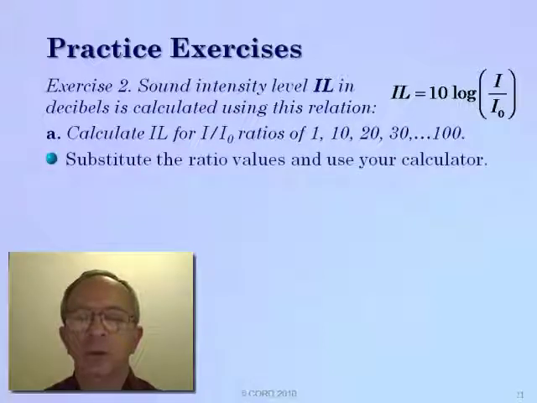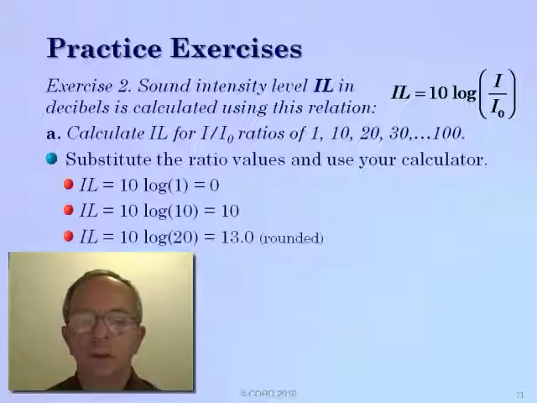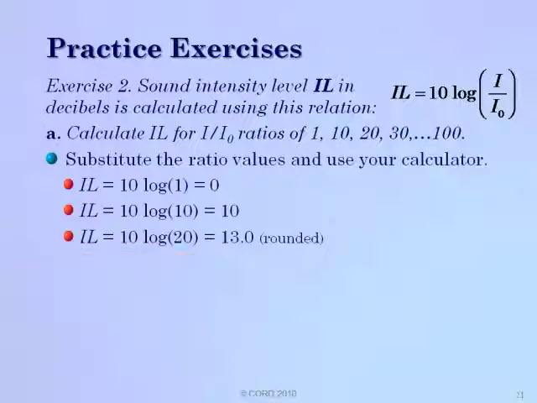Substitute those ratio values and use your calculator. So 10 times the log of 1 is 0. That's because the log of 1 is 0, so 10 times 0 is 0. 10 times the log of 10 is 10, because the log of 10, base 10, is going to be 1, times 10 is 10. Those were easy, weren't they? Now this one's not so easy. You're going to have to use your calculator for that. The log of 20 is about 1.3, and when you multiply that times 10, it becomes 13.